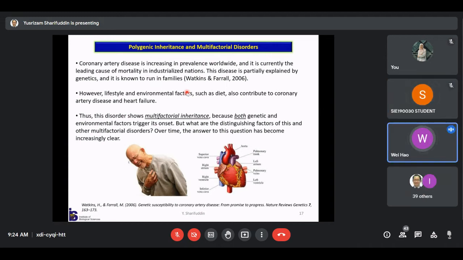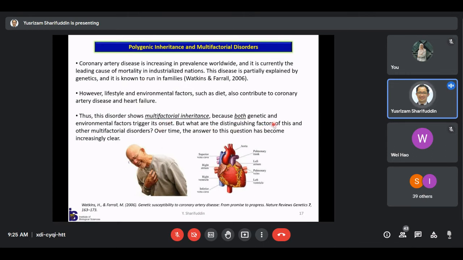Yes. So that is one example where people do not know exactly what the onset is. It is pinned down to genetics and known to run in families, especially when people don't have that kind of disease history. Lifestyle and environmental factors such as diet also contribute to coronary artery disease and heart failure. So this disorder shows multifactorial inheritance, because both genetic and environmental factors trigger its onset.